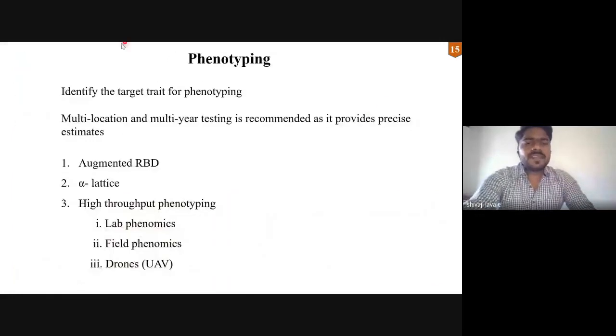After that, we need to phenotype them. We need to identify the target trait for the phenotype. We need to phenotype them, and to avoid the minor gene effect, we need to go for multi-location and multi-year testing of those genotypes for that particular trait.